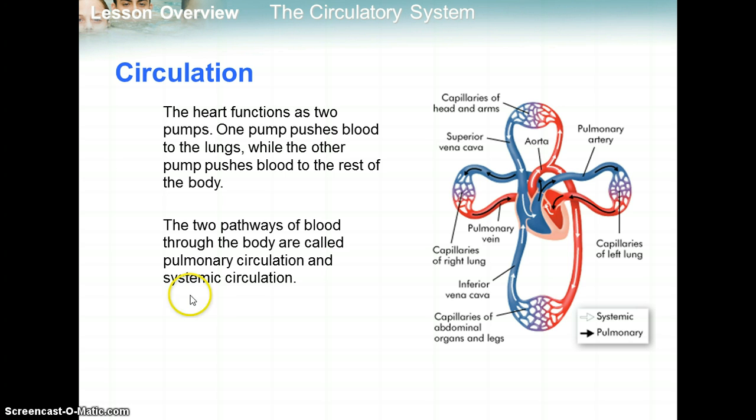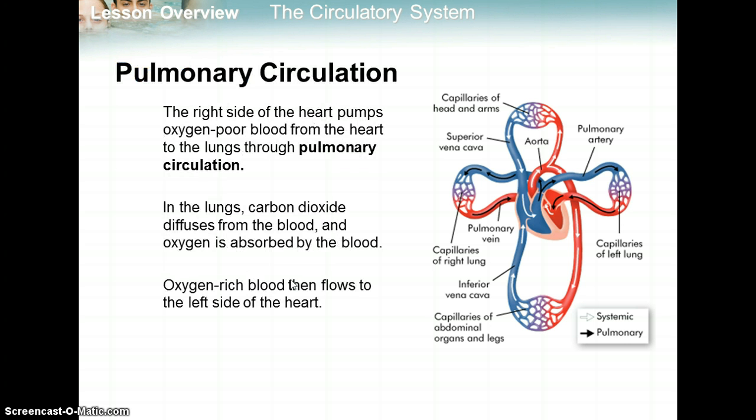These 2 pathways are called pulmonary circulation, the one that goes to your lungs. So here's your pulmonary artery, and capillaries that go to the left lung, and capillaries that go to the right lung. That's the pulmonary circulation, while the rest of your circulation is the systemic circulation. A little more about pulmonary circulation.